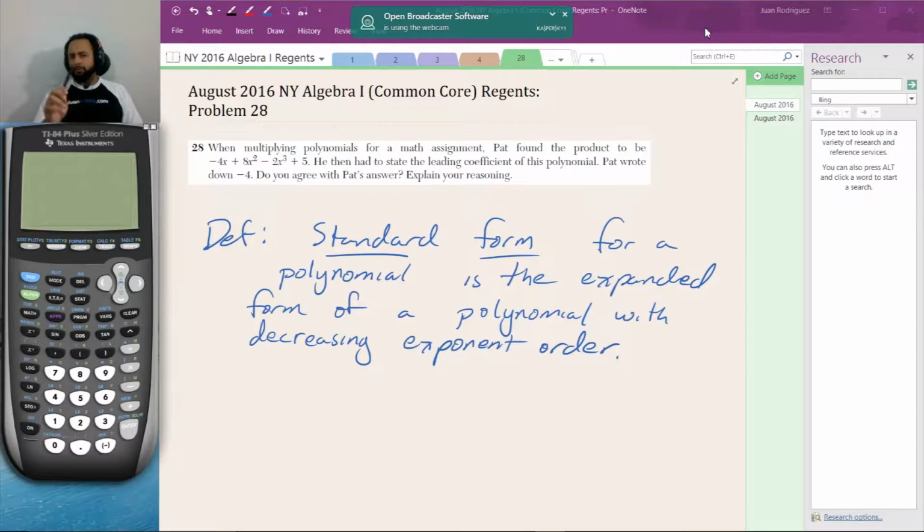Don't read what I just wrote. Just pause it and try it on your own. See if you do agree. Really think about it. See if you can rack your brain, see if you can remember what you were taught.